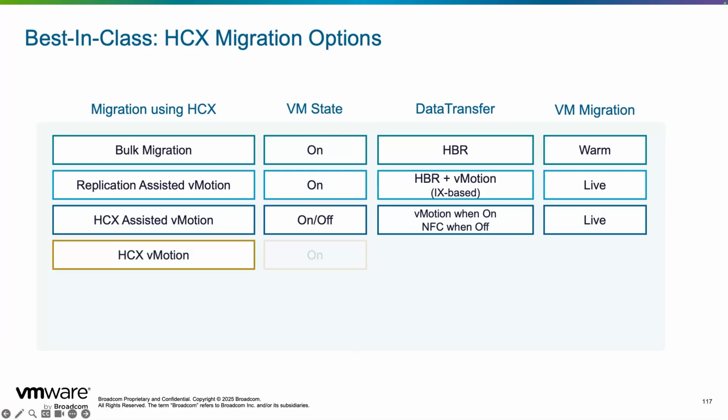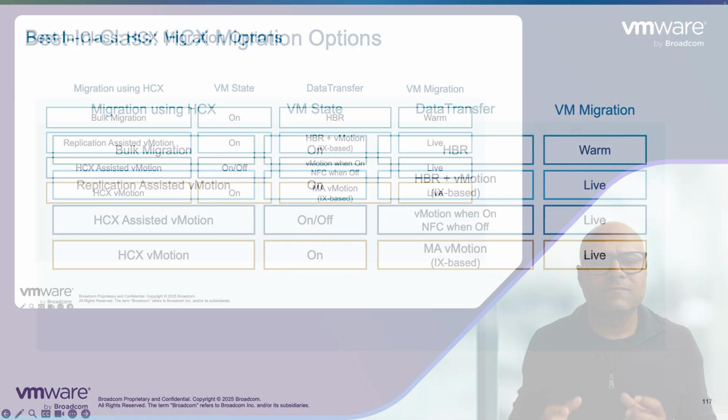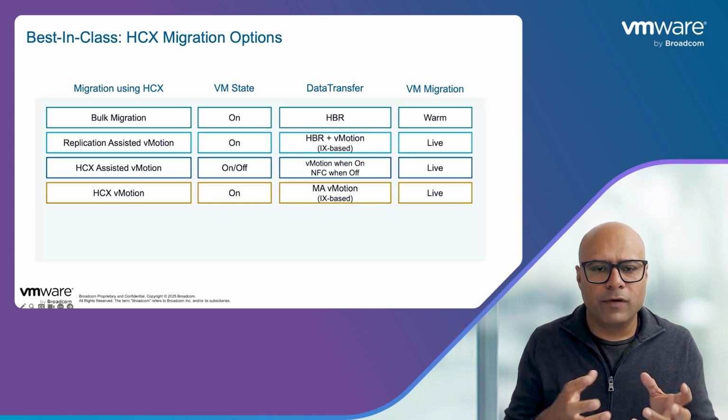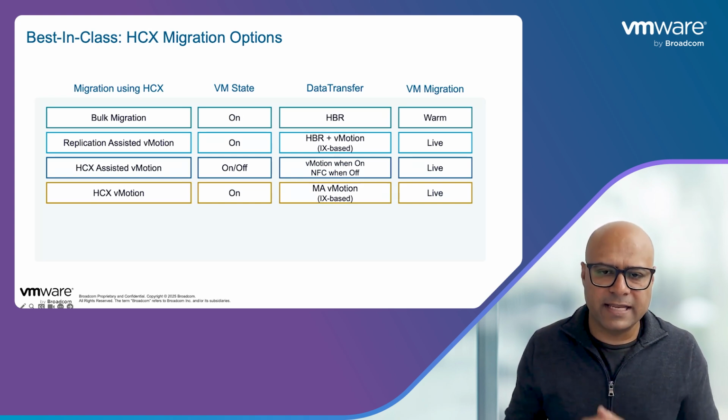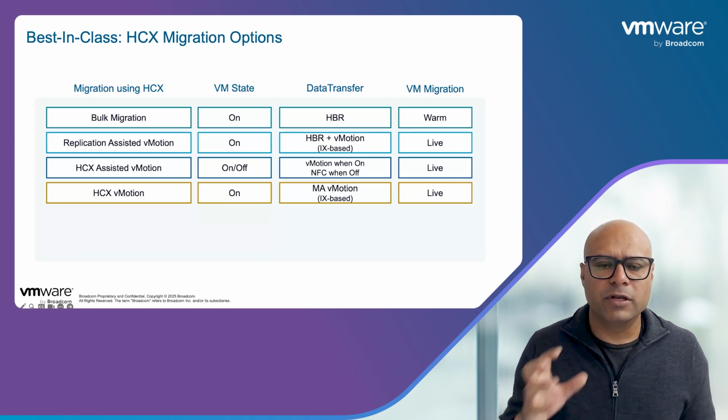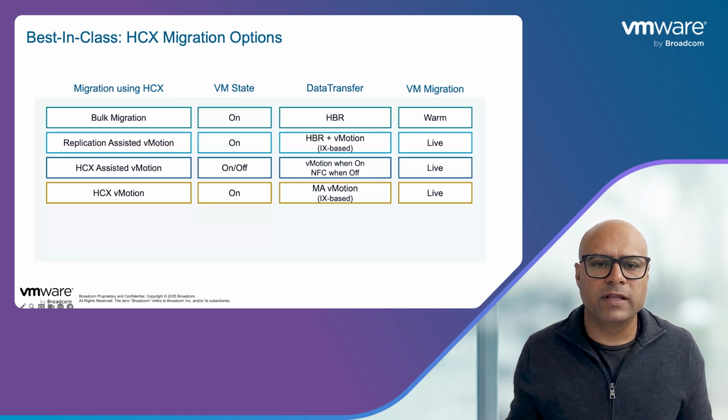Next, let's talk about vMotion. You can also do a regular vCenter vMotion of one virtual machine at a time via HCX. It's the same vMotion that you are familiar with from vCenter, but you can also execute it from within the HCX UI.